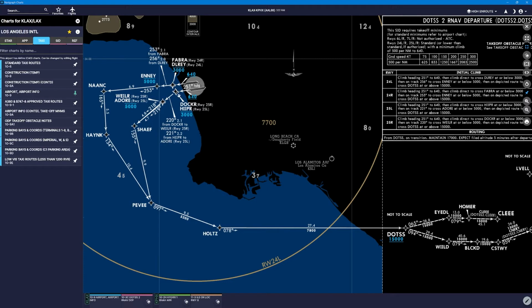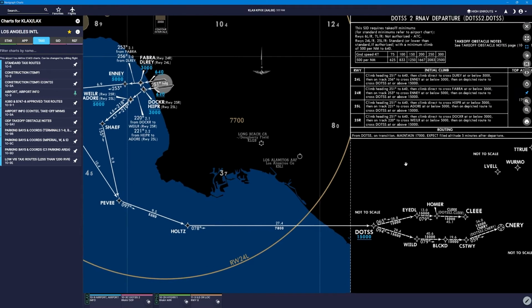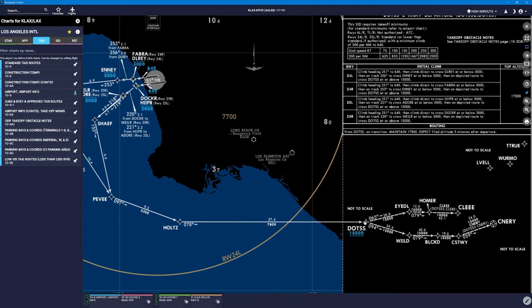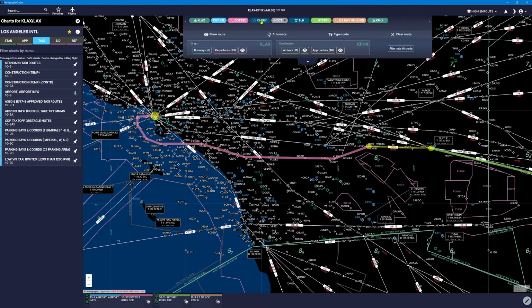Okay. All right. So you're flying along, come here, and you hit dots. And from dots on, so back up here, 24 left, cross dots at or above 15,000. Okay. And then from dots, that's the transition. No, the transition is right here, scenery, because if we look at the route, let's close this. This is the transition. Okay, that's the transition.